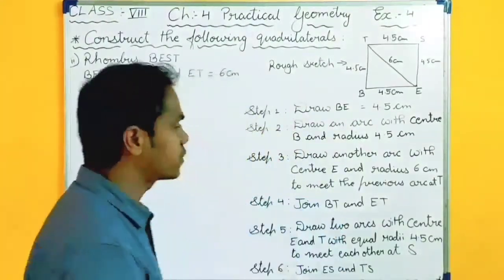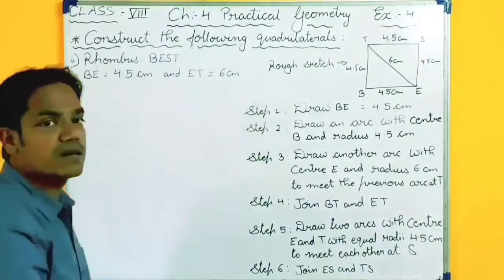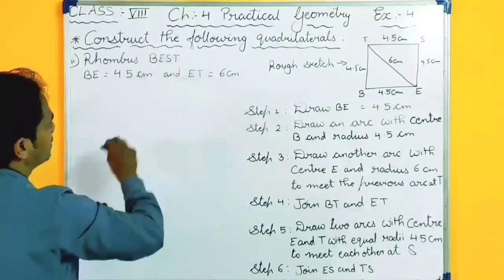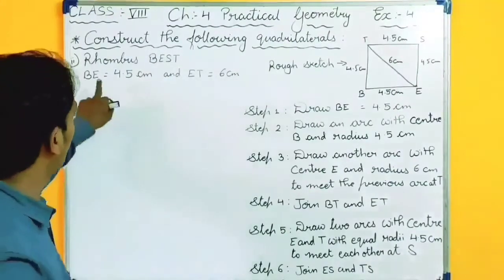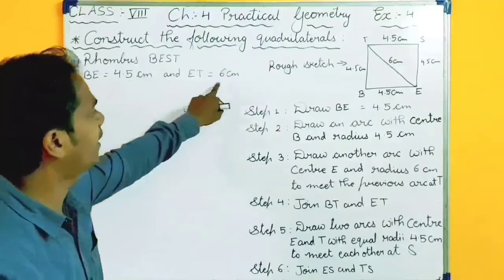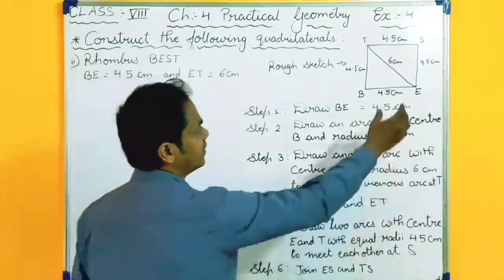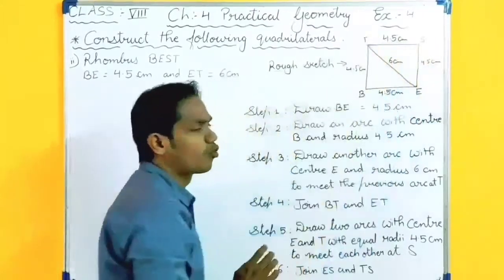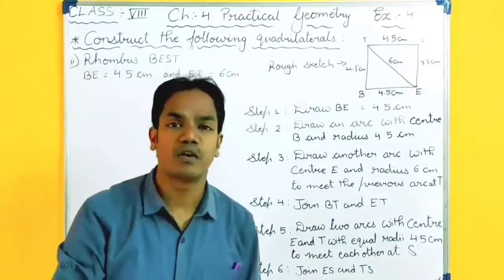Okay students, now next question. You have to construct rhombus with the name BEST, B-E-S-T, and measurement of BE is 4.5 centimeter and ET is 6 centimeter. This is my rough sketch, rough diagram. So BEST is a rhombus. Here I will use the property of rhombus.